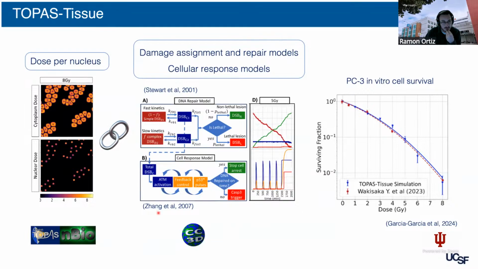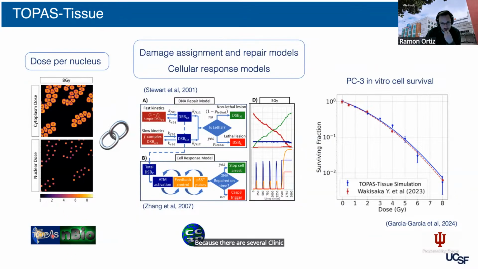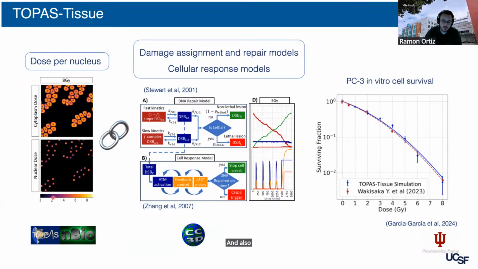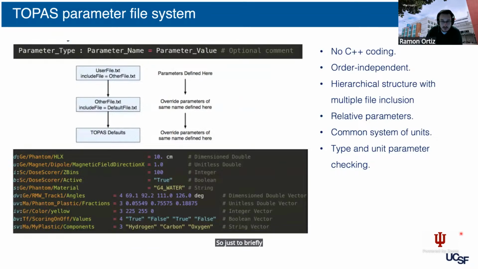And we opted to develop this framework with TOPAS in particular, and TOPAS-nBio, because there are several unique capabilities that are built in the software, especially in TOPAS-nBio, in terms of the simulation and also the scoring of relevant physical, chemical, and biological processes that we are interested in the context of our research. And also we wanted this framework to use the user-friendly TOPAS parameter file system to be more accessible to the users of TOPAS. So just to briefly describe this parameter file system.